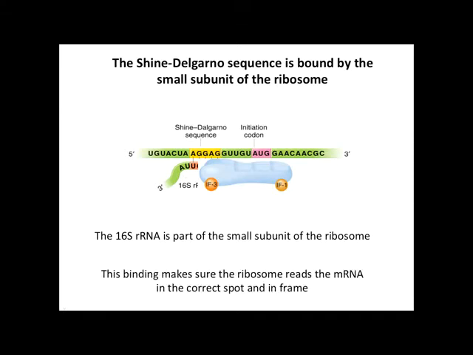And this makes sure that the ribosome reads the mRNA in the correct spot, and it also makes sure that it's in frame. So remember, we talked about frame shift mutations. Codons are read every 3. If the translation doesn't start at the right nucleotide, if it starts off by 1 nucleotide, so instead of starting at A here, it starts at this U, everything's going to be off by 1, and all of the codons are going to be wrong. So this is important for making sure that the mRNA that's being read is in frame.